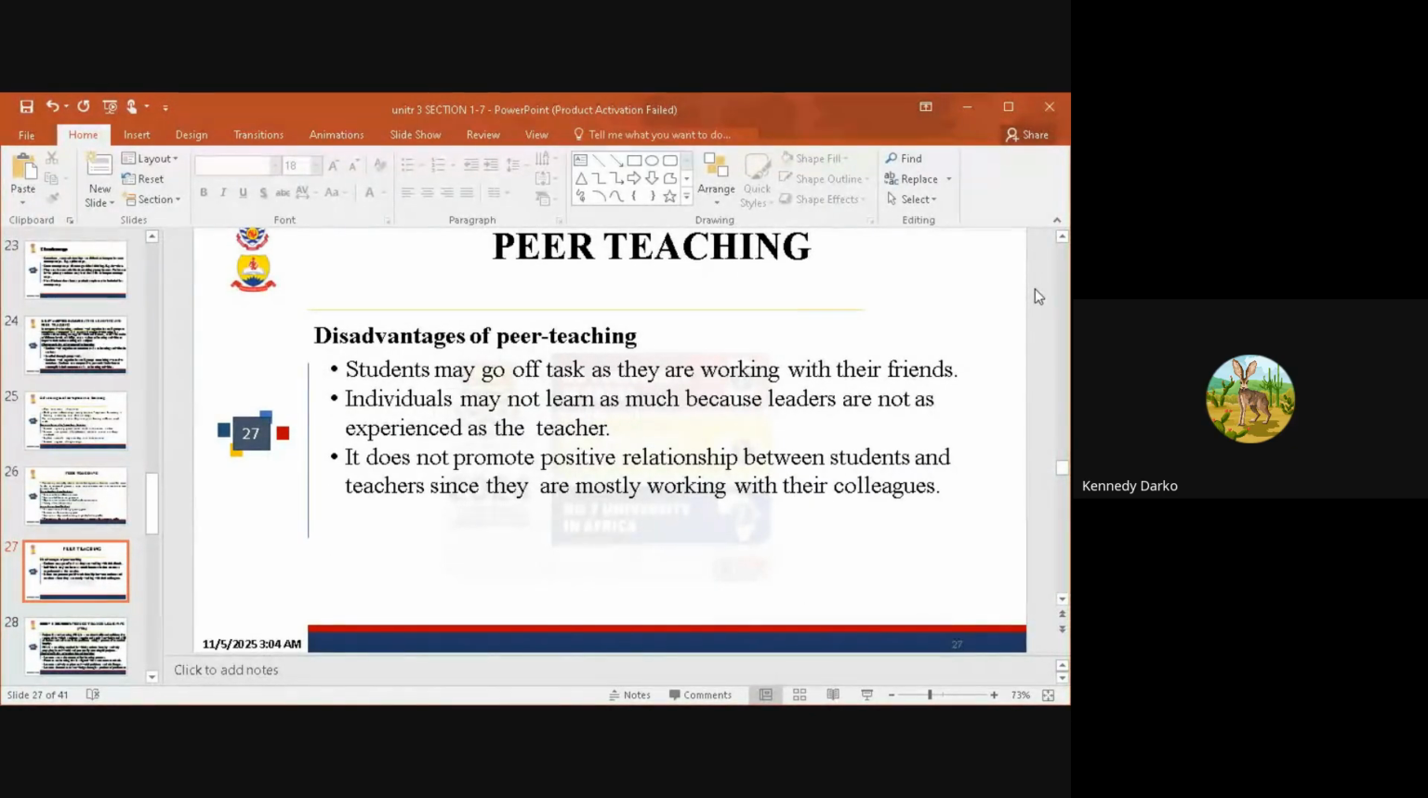Disadvantages of peer teaching. Students may go off task as they are working with their friends. Yes, when the one we consider to be enlightening goes off, everybody will go off. Individuals may not learn as much because leaders are not as experienced as the teacher. Yes, so that is that. It does not promote positive relationship between students and teachers since they are mostly working with their colleagues. So that is the disadvantage of peer teaching.